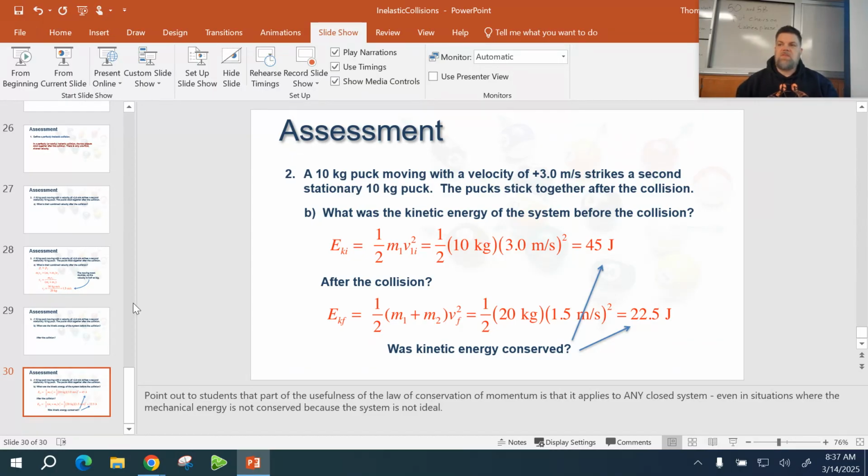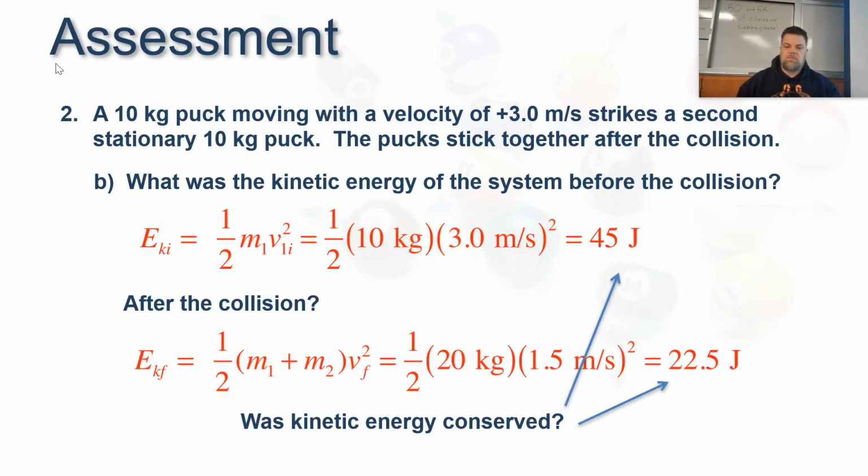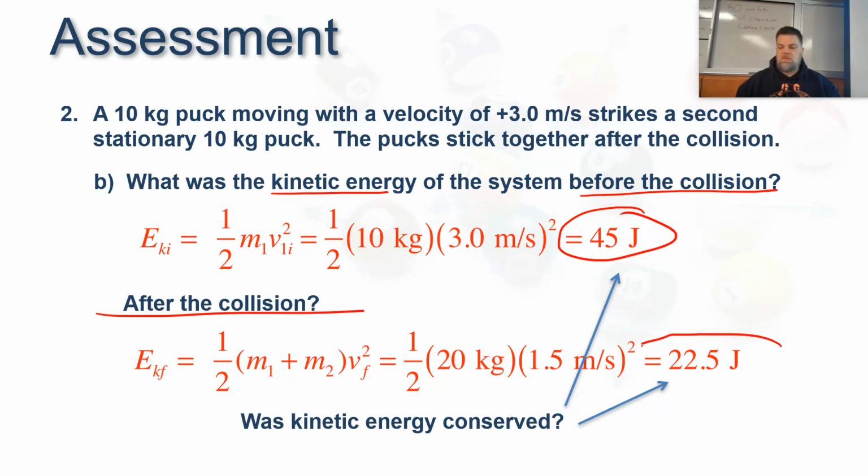Did everybody have that stuff written down? Okay. No? Well, guess what? I'll put it back up here. So the only thing we need to write down is what is the kinetic energy before the collision, 45 joules. After the collision, 22.5 joules. Was the kinetic energy conserved? Well, the kinetic energy isn't, but the energy is. That's a better way to word it. All the energy is used up somehow, some way.